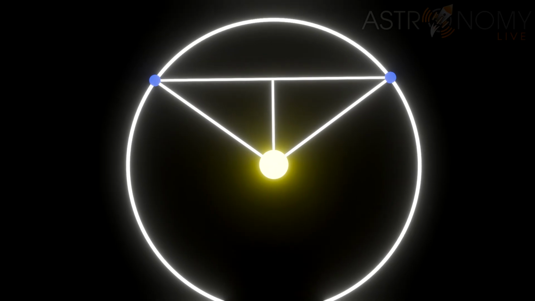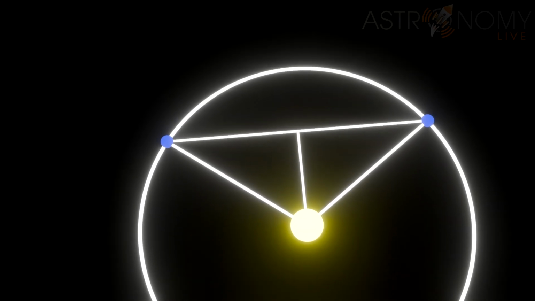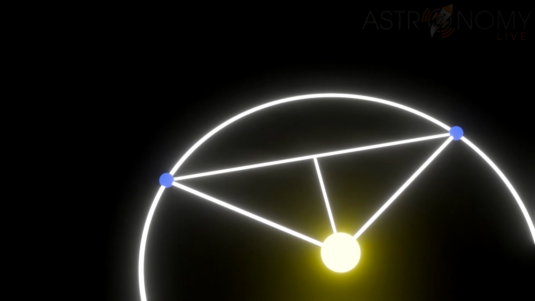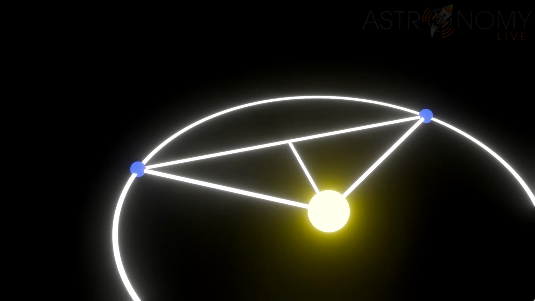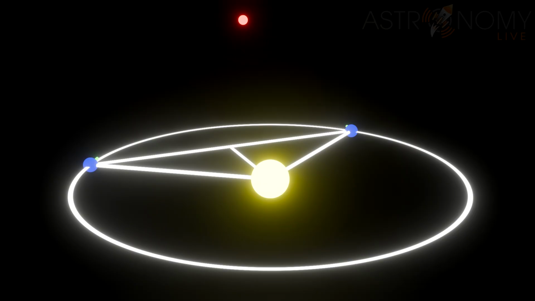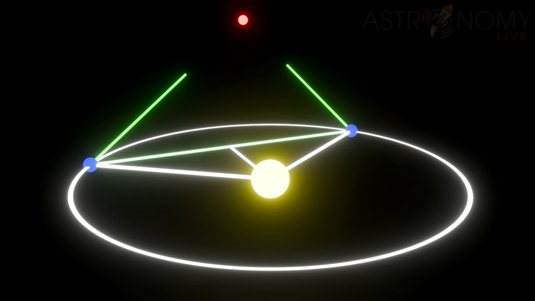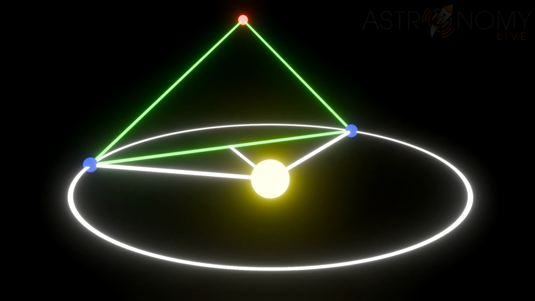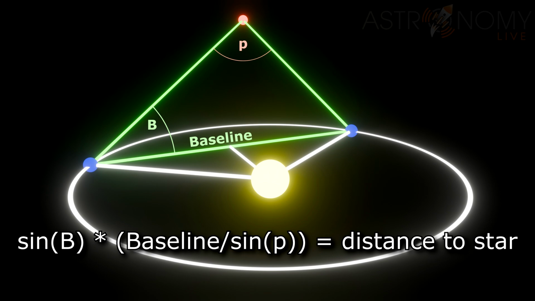When we use this baseline to measure the distance of another star, that star is not necessarily perpendicular to our baseline, so we need to use the law of sines to solve for the triangle described by the two sight lines from the two positions of Earth and our baseline. If we consider angle B to be the separation between the previous position of the Earth and the position of the star that we're measuring, and angle P to be the parallax angle that we measured by astrometry, then we can find the distance of the star as the sine of angle B times the baseline over the sine of angle P.